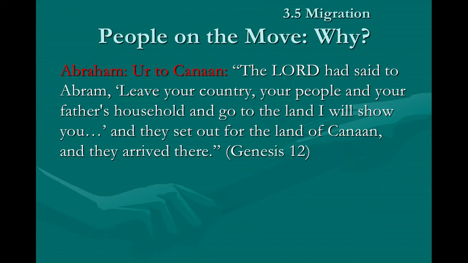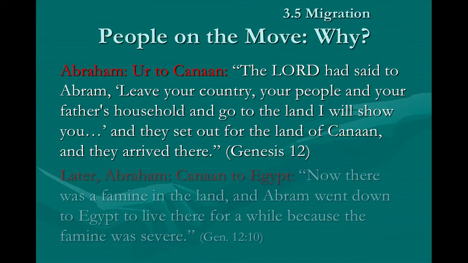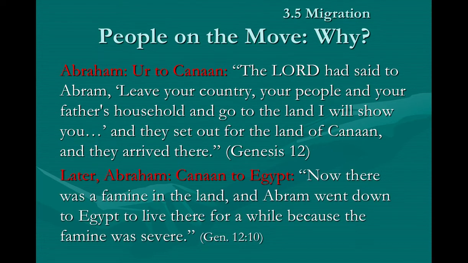This was one time when God actually commanded Abraham to leave the land of Ur and to head out for the land of Canaan. And this was, again, going to be a time when Abraham took his family and moved. Later on, God commands Abram to actually leave Canaan and go to Egypt. Now, there was a famine in the land, and Abram went down to Egypt to live there for a while because the famine was severe.